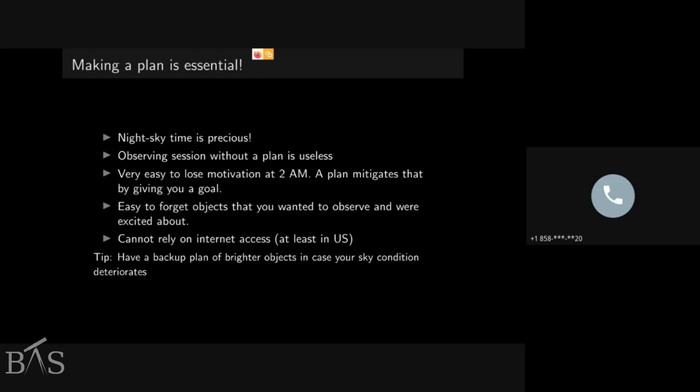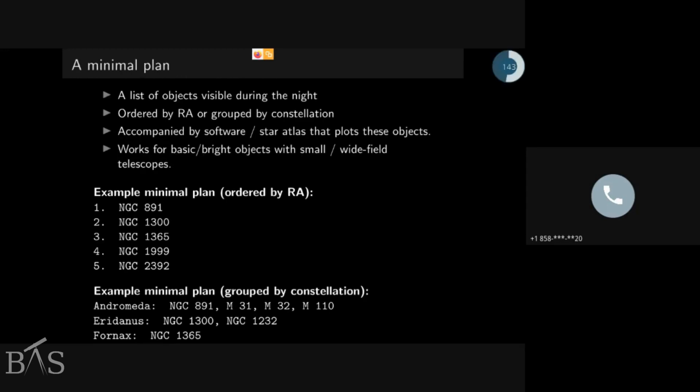So how do you make a plan? You could just have a list of objects, but the important thing is you want to order them by RA, by Right Ascension. And the reason is the RA tells you which objects rise and set, right? The sky goes from earlier RAs to later RAs, if I remember right. So you want to order it by RA so that you have a rough sense of order. You're not running around pages of your list.